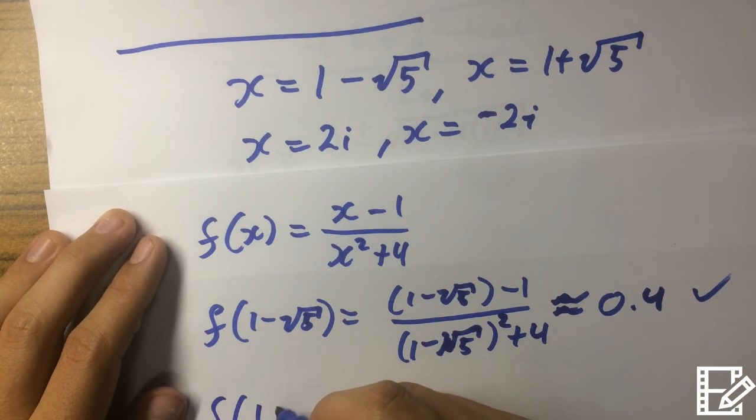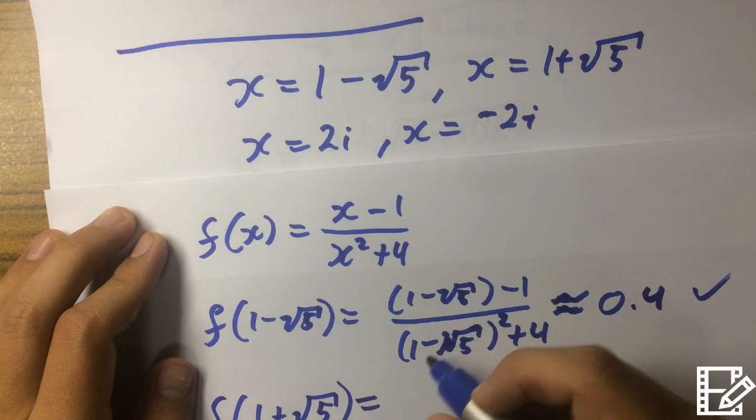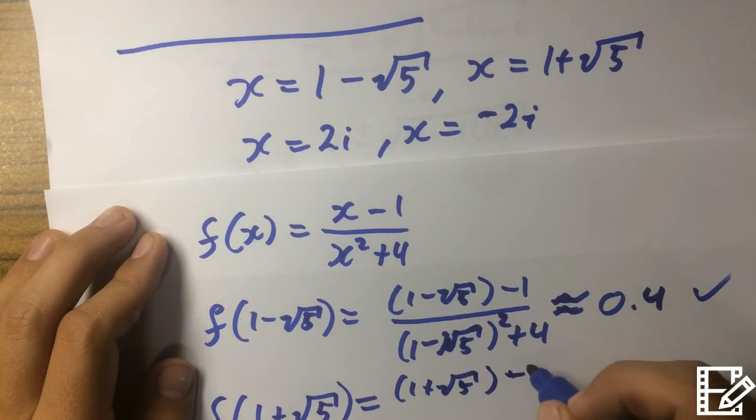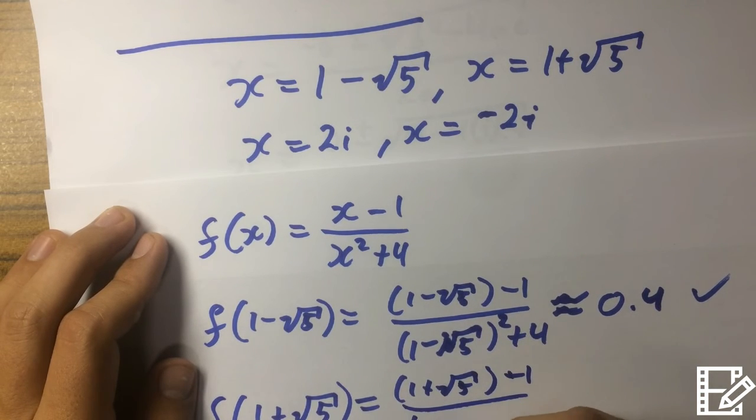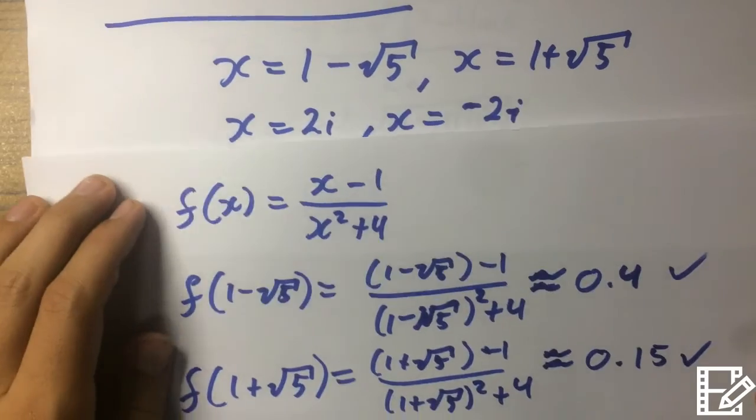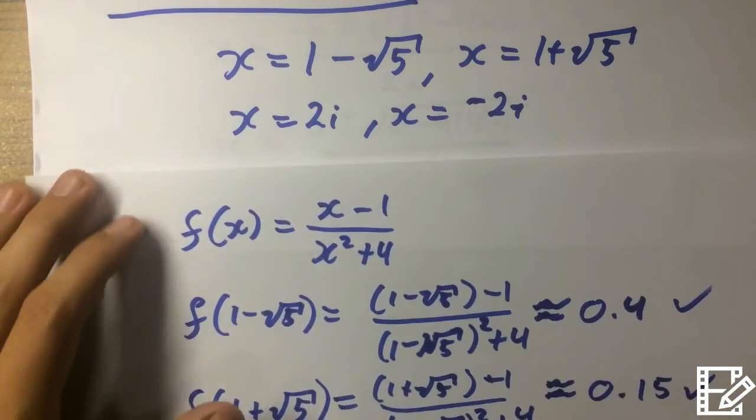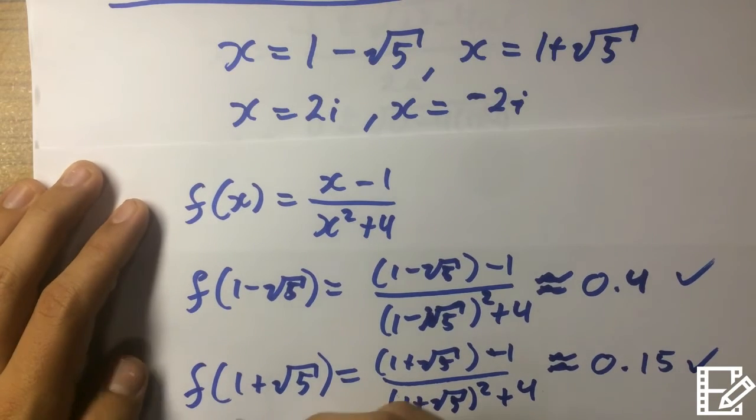And here we have 1 plus the square root of 5, and that equals, same as above, (1 plus the square root of 5 minus 1) over (1 plus the square root of 5) squared plus 4, which equals approximately, it doesn't equal exactly, it's rounded up, 0.15, which is a tick because it popped out a number, therefore it is in the domain.